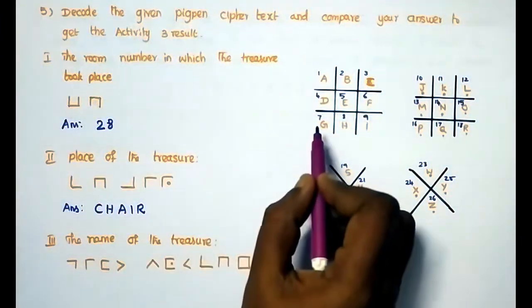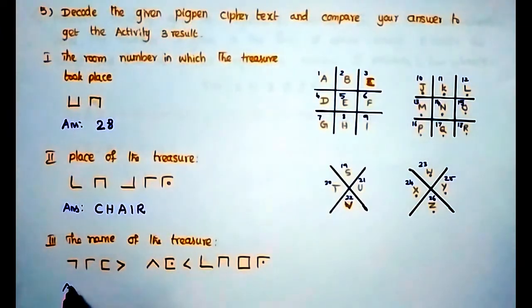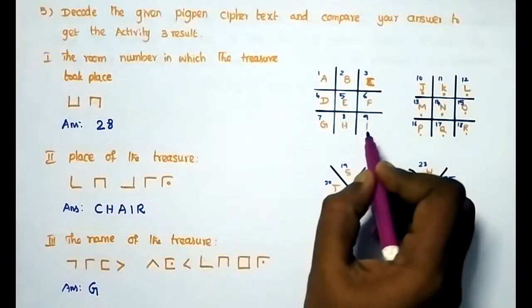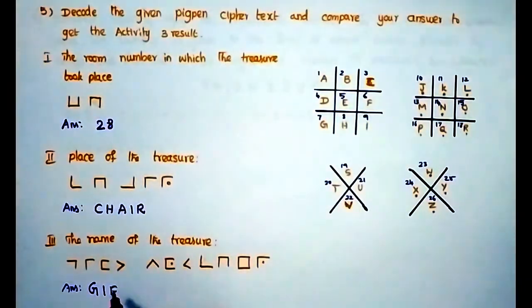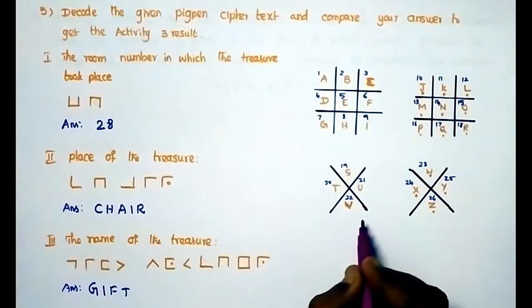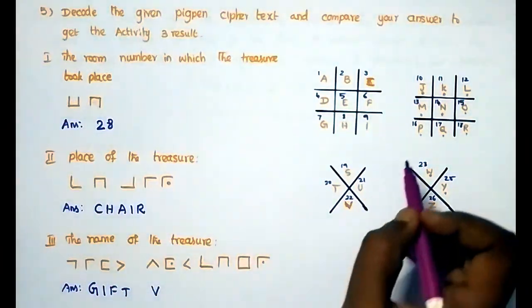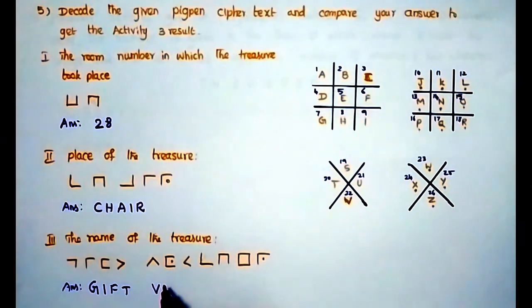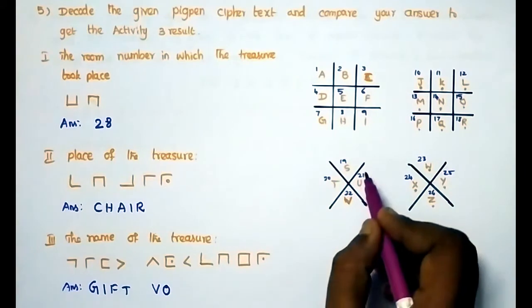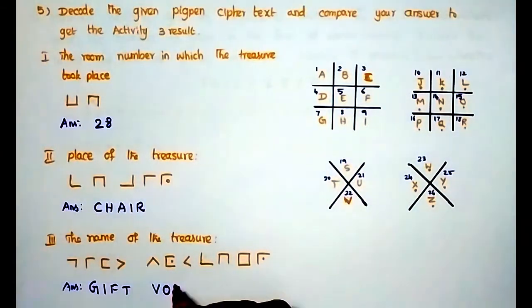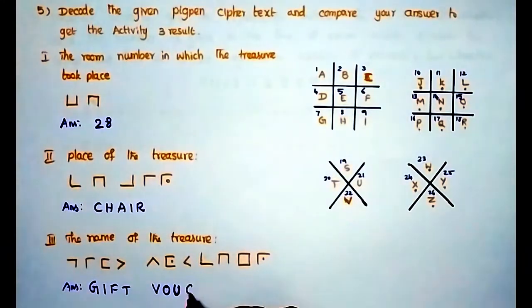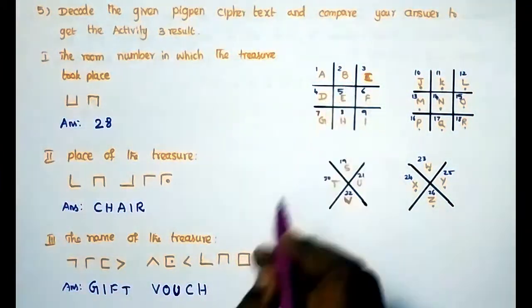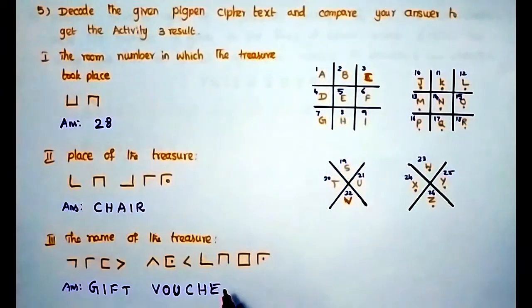Next one, the name of the treasure. Listen here. G. G I F and then T. Here this shape V. Next with the dot, this shape, that is O. And then this one U. Next one, this one C. H E R. So gift voucher is the answer.